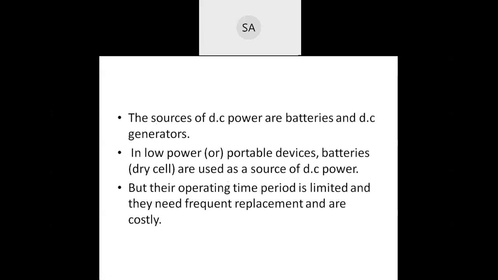The sources of DC power are batteries and DC generators. In low power or portable devices, batteries or dry cells are used as the source of DC power. So in handy devices we use batteries or dry cells as the DC power source.